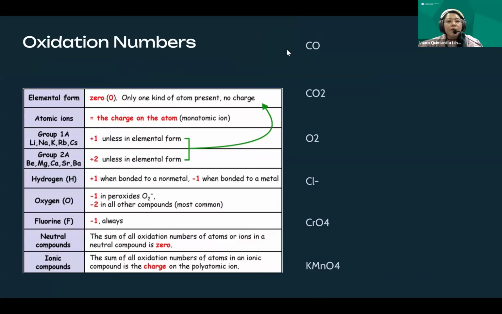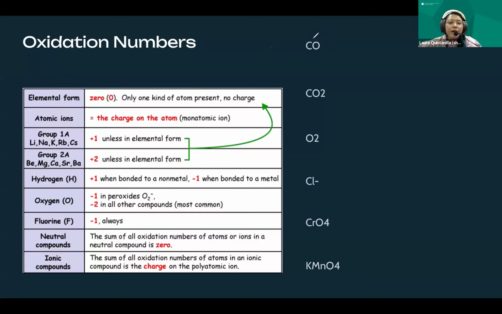So the last part is going to be oxidation number. I've put up a picture here of the rules for determining oxidation number. So we're going to apply these rules to some of the examples here. So let's go ahead and take a look at that.